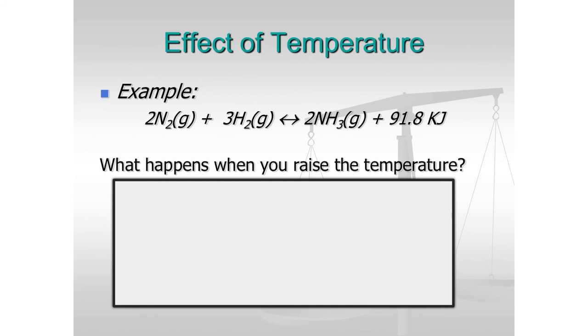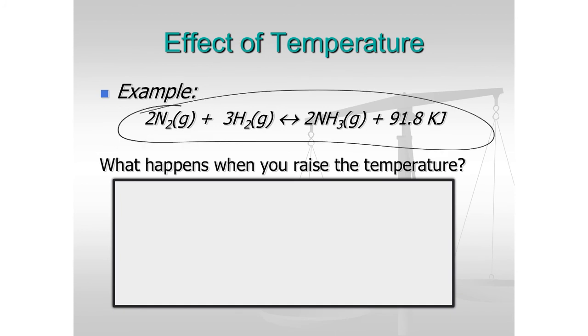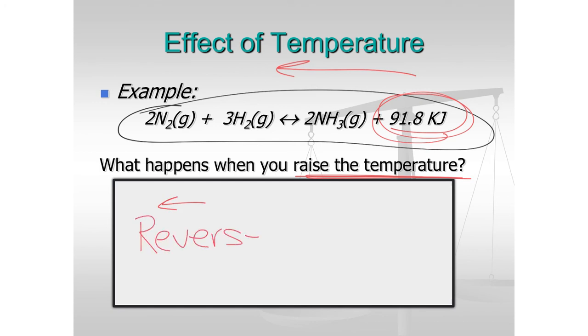All right, so in this example, our system is at equilibrium, and then we have increased the temperature. So we have too much heat, so the reverse reaction would happen because that would use up the excess heat. So the reverse reaction would occur at a faster rate until we got back to equilibrium.